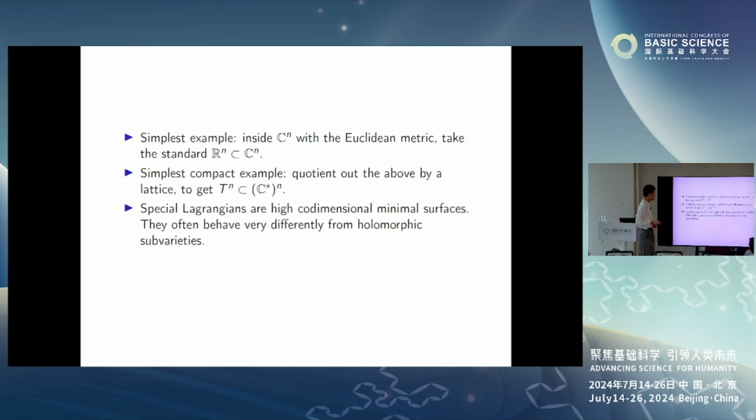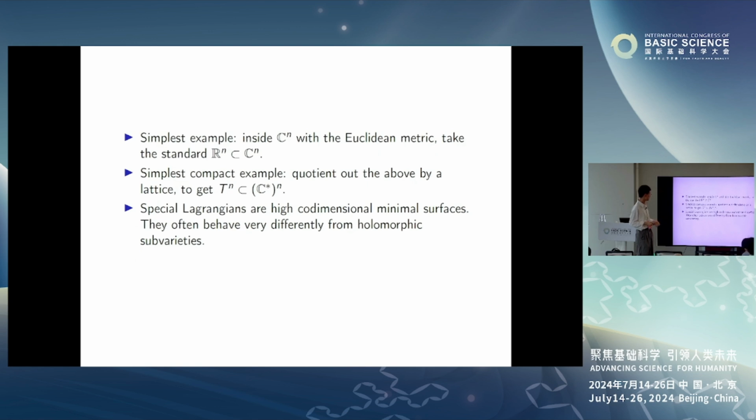Now, in general, special Lagrangians are high codimensional minimal surfaces, real n dimension inside complex n dimension, so half-dimensional, and they often behave quite differently from holomorphic subvarieties, which are maybe the other most important class of high codimensional minimal surfaces. So in minimal surface theory, people generally concentrate on what happens in codimension 1. And for the high codimension examples, the general results are not that strong in comparison. And the construction techniques of special Lagrangians up to this stage is quite limited.